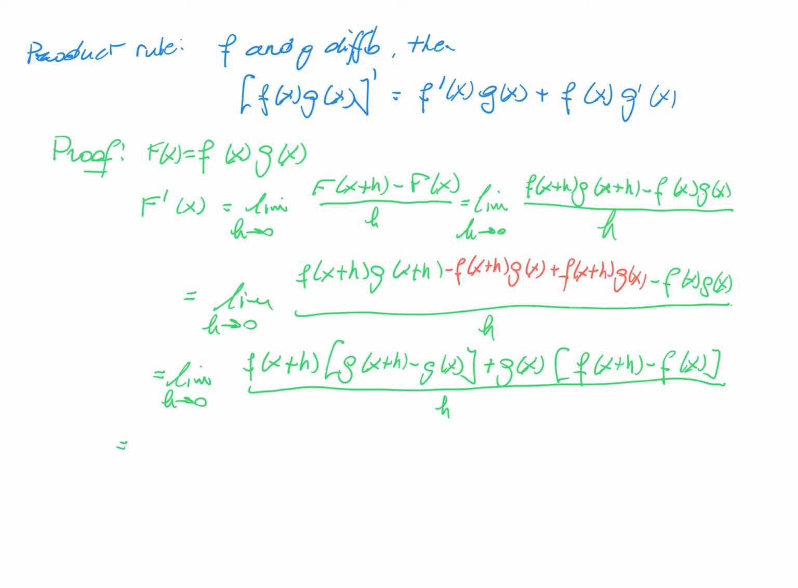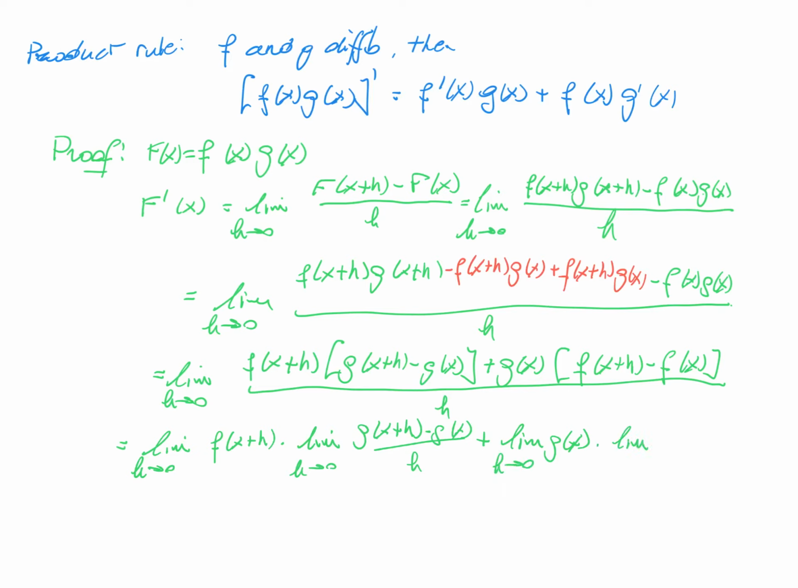Then we apply calculation rules for the limit. So we know that the limit of a sum is a sum of limits, and we also know that a limit of a product is a product of limits. So let's say this is the limit of f of x plus h times the limit of the other term, g of x plus h minus g of x divided by h. And for the other one the same, so it's plus the limit of g of x for h going to 0 times the limit of f of x plus h minus f of x divided by h.